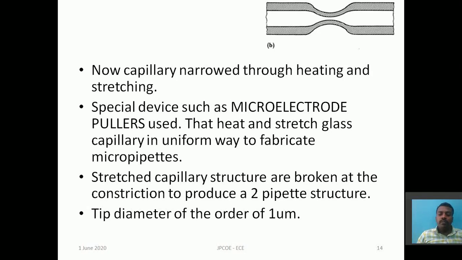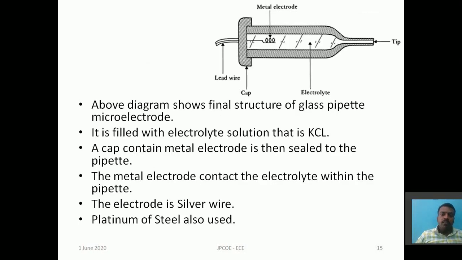The diameter is on the order of 1 micrometer. So the narrow portion diameter is around 1 micrometer, a very small diameter. So this is the capillary process. That's the second process. The next one is the third, the final stage of the diagram.